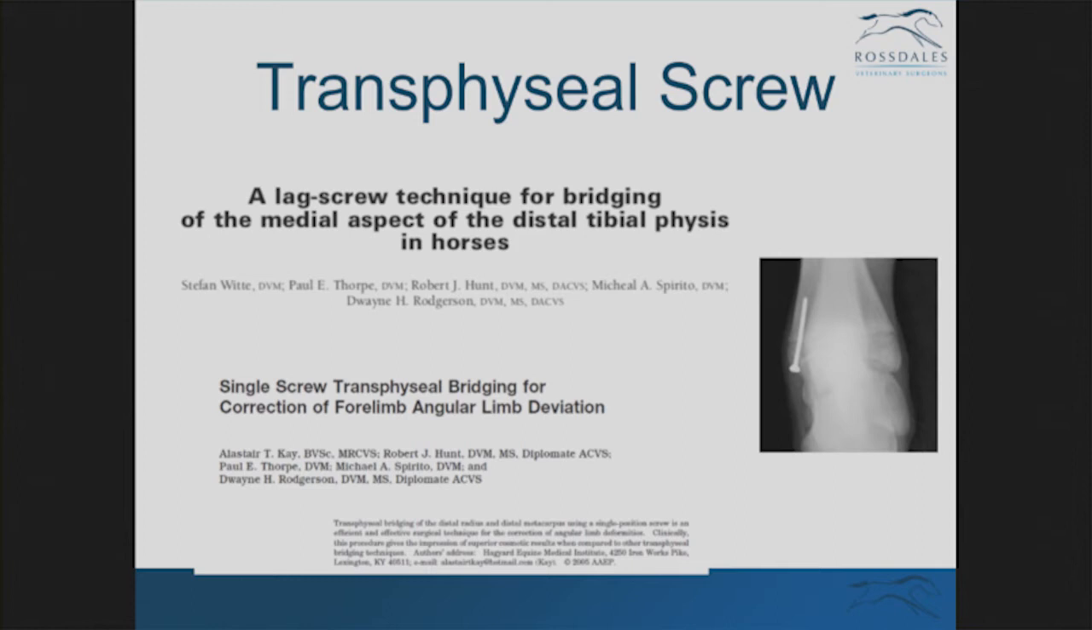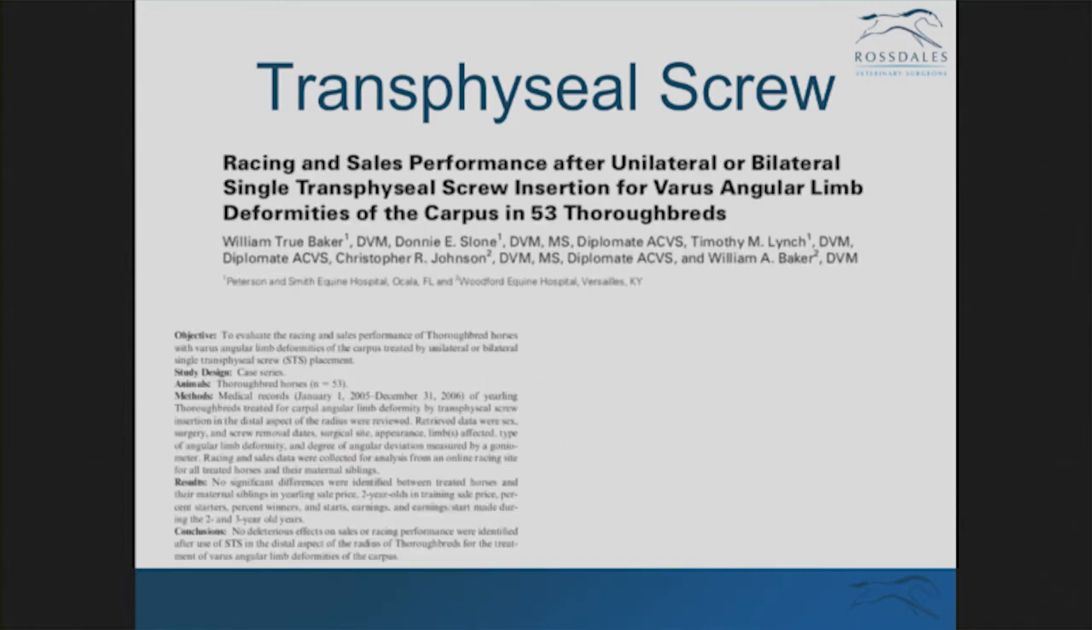But then there was more work quickly following that from Kay et al., looking at the single screw transphyseal screw technique for forelimb angular limb deviations in 2005. And then more recently as well, transphyseal screws were looked at again by Baker et al.